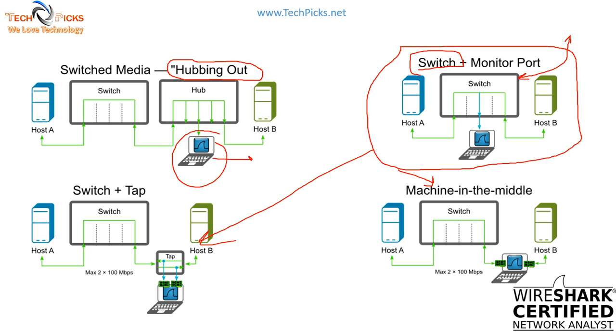You tell the switch that you want to monitor the session, any traffic going from, let's say this is FastEthernet 0/1, and this is FastEthernet 0/2.